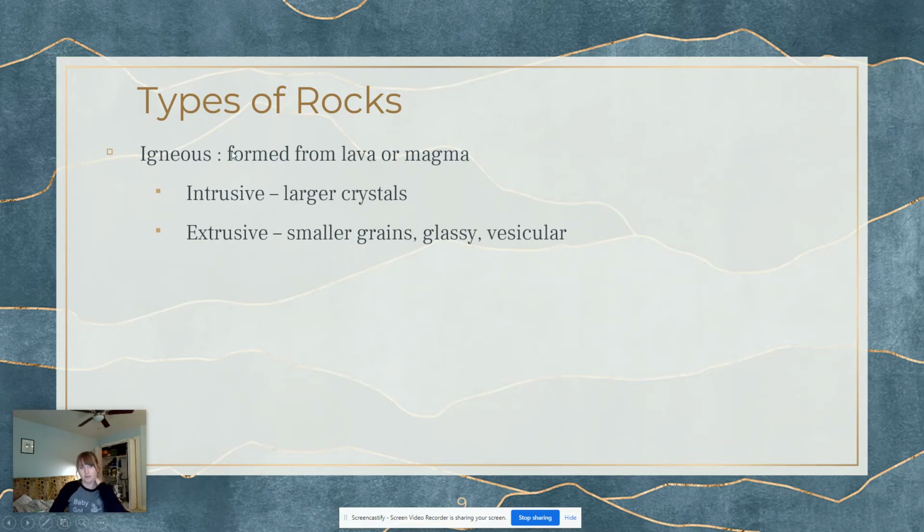So igneous, we know, is formed from lava or magma. We can break it down into an intrusive or extrusive type of rock. So based off of larger crystals or smaller crystals, potentially glassy like obsidian, or vesicular with little essentially gas bubble holes because it cooled so quickly.